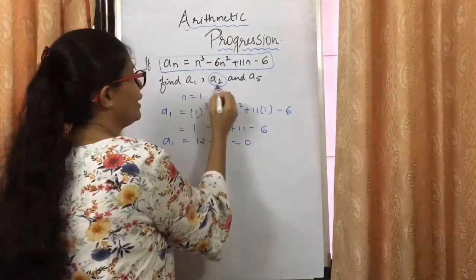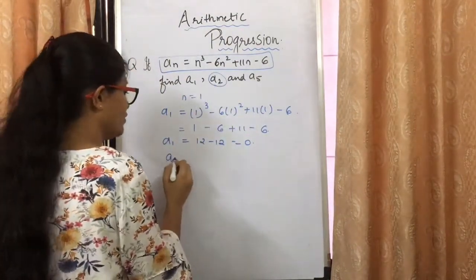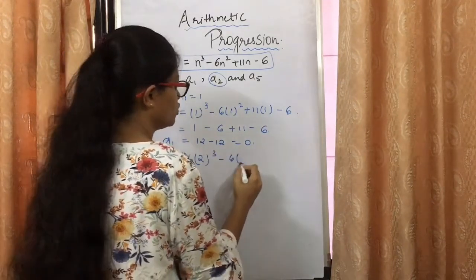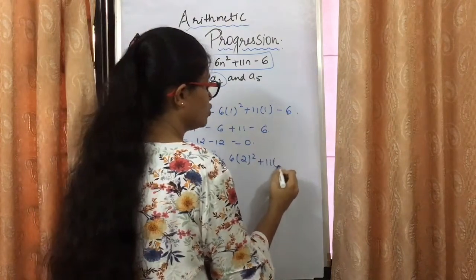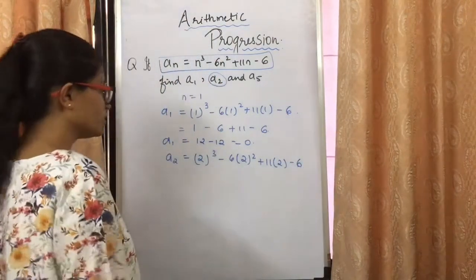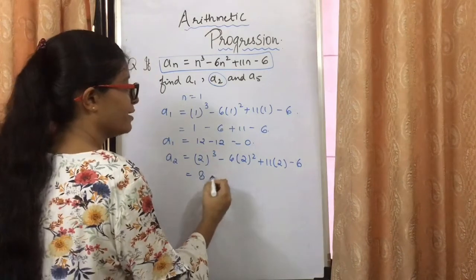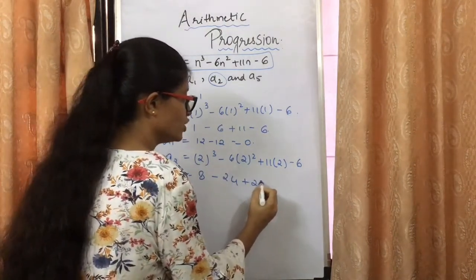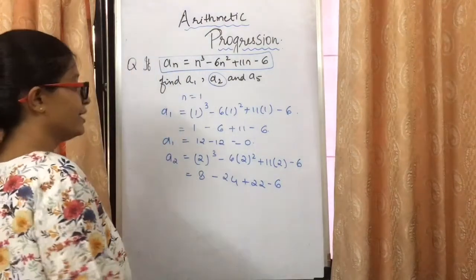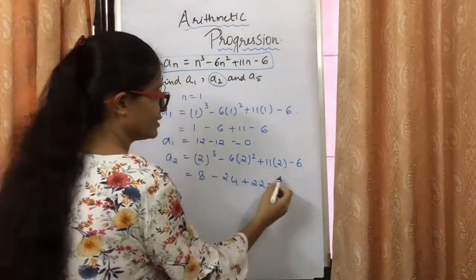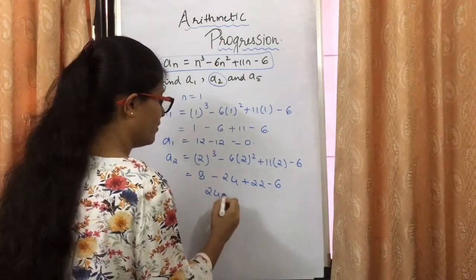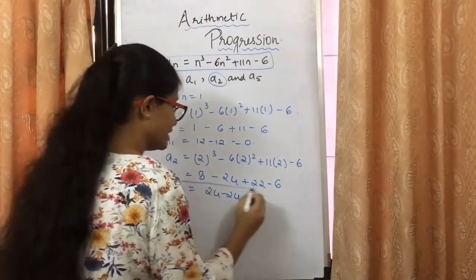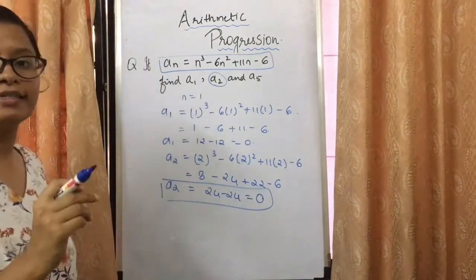Now, we need to find the second term of the series. n will be 2. So, 2 cube minus 6 into 2 square plus 11 into 2 minus 6. Now, 2 cube is nothing but 8 minus 2 2s are 4, 6 into 4 is nothing but 24 plus 22 minus 6. Let's add it. We will get 8 plus 22 minus 6, you will get 24, that will be 24 minus 24. Again, it turns out to be 0.